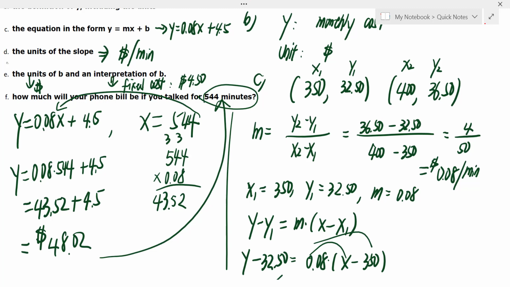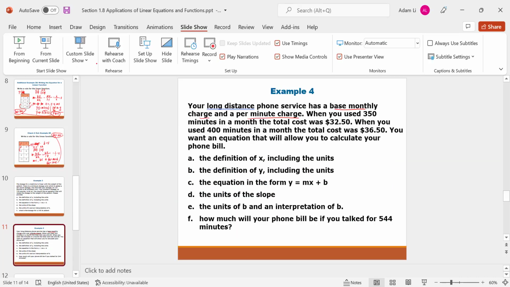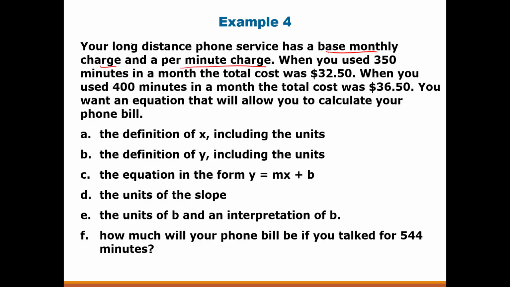And this is another application problem, similar to your home assignment. Let's go back to the PowerPoint. Let's finish up the last couple of slides.